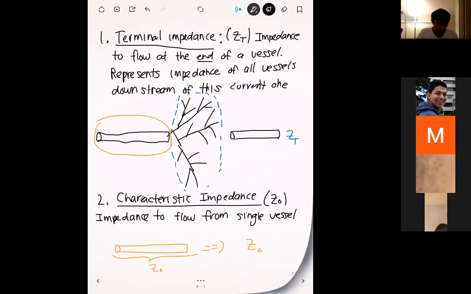All right, and the last thing is just the input impedance. We call that ZI. You can think of ZI as the combined effect of the terminal impedance as well as the characteristic impedance for a particular vessel.